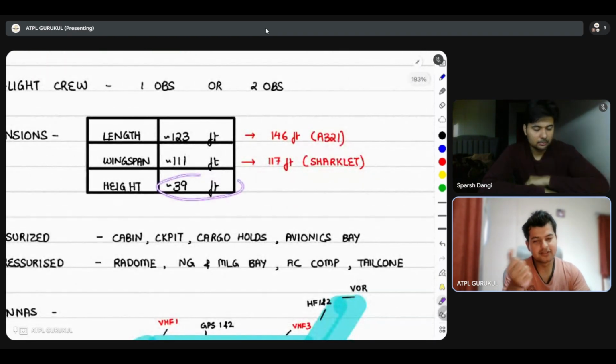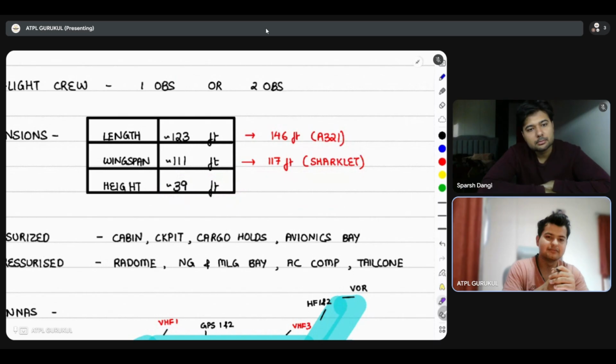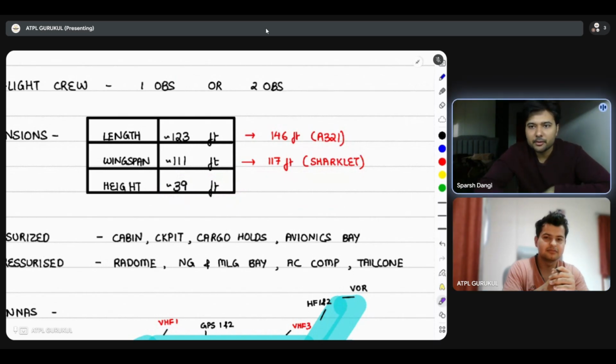How much is the height? 39 feet. No doubts. Height is the same between 319, 20, 21. The height has not been changed. Okay.